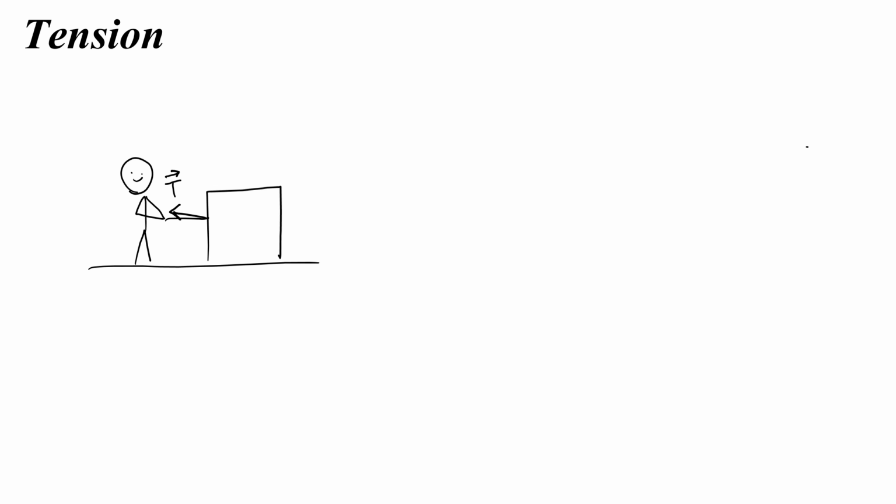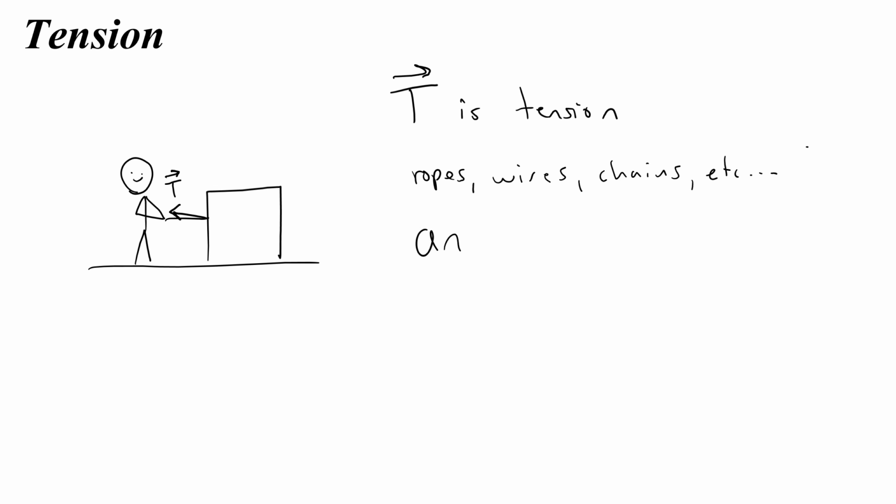Now, let's write that down. T is tension, and we use it for forces applied from ropes, wires, chains, etc. Basically, anything that we pull with.